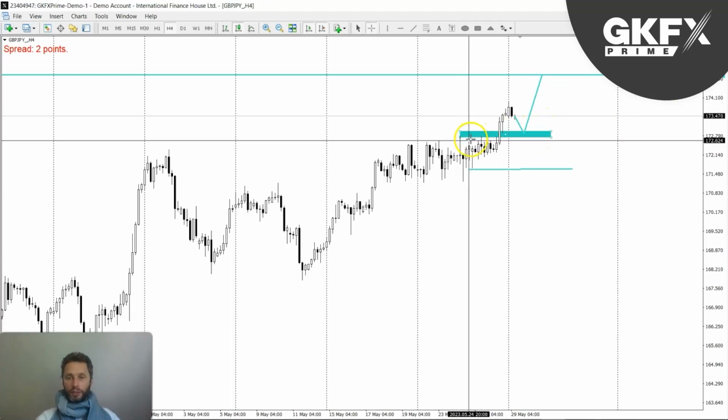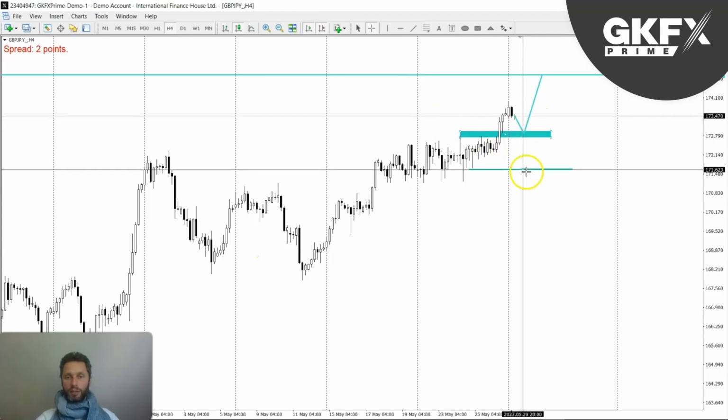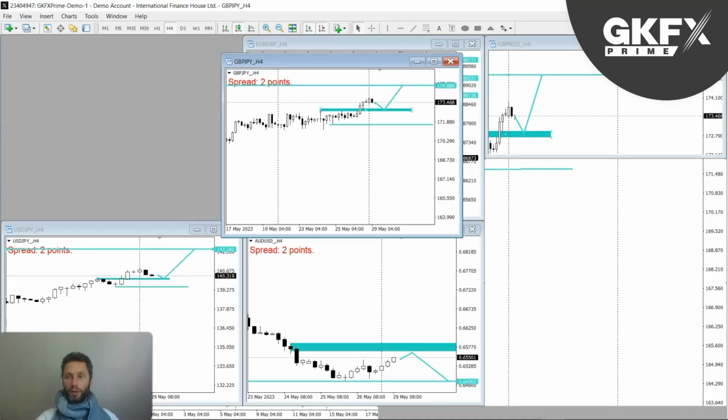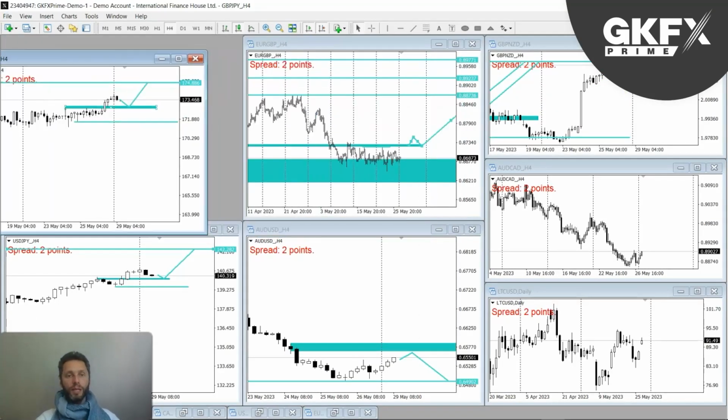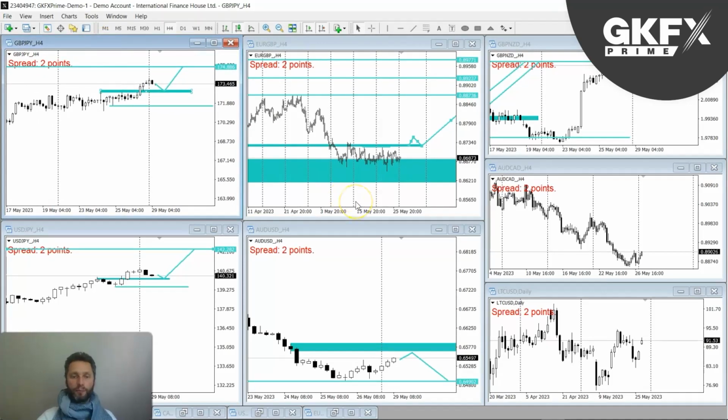So no price action to show a reversal, clear signs of bullishness. So let's continue with that on the pound yen. That will be the idea there. Okay. Next, let's have a look at the next one on the list.